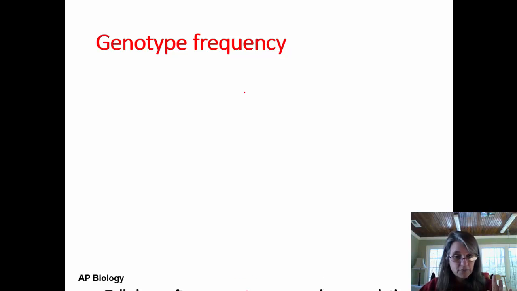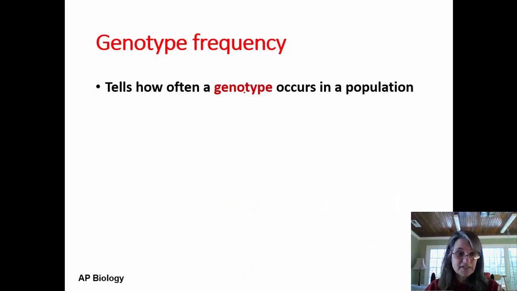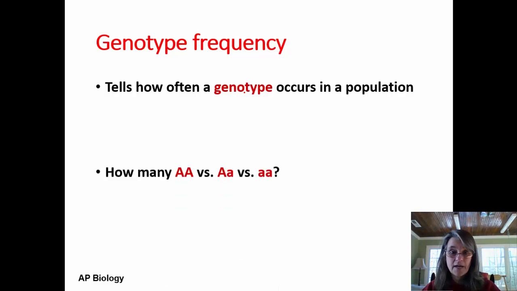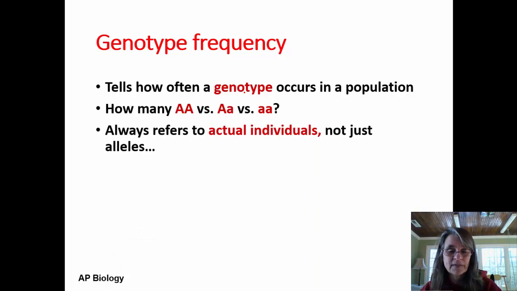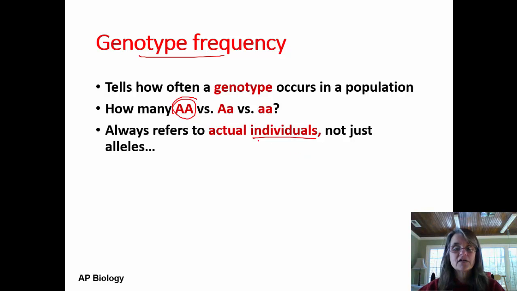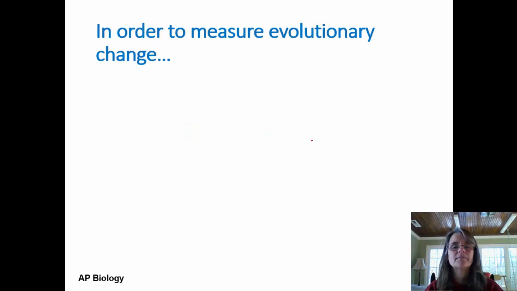Now, genotype frequency is basically telling us how often a genotype occurs in a population. If we look at our population of deer, how often are we finding a big A, big A? How often are we finding big A, little a, or little a, little a, whatever trait that might be? And remember, when you're talking about genotype, you're talking about a trait in an organism, not just a single allele. We are actually referring to individual organisms, not just their disembodied alleles at this point.